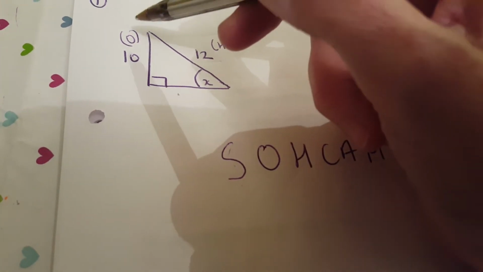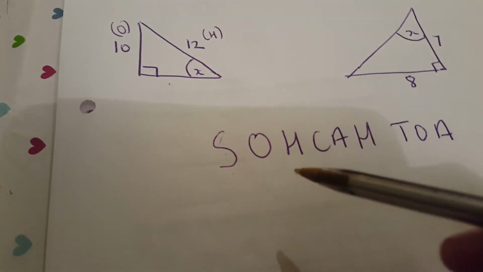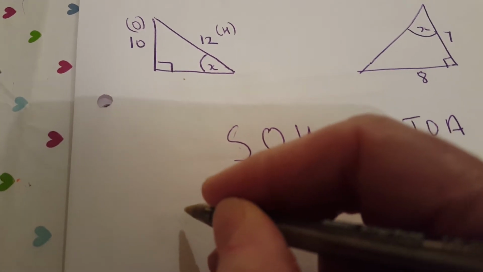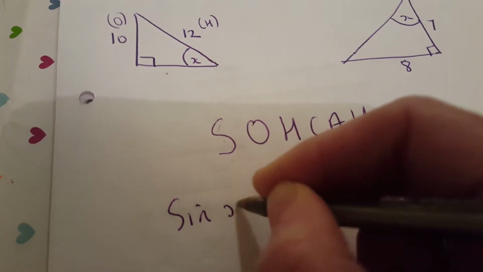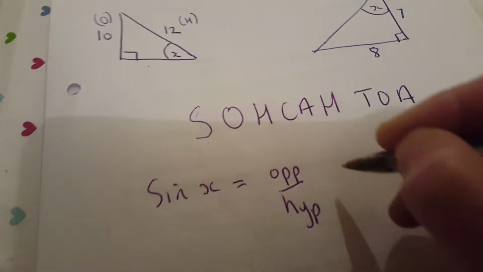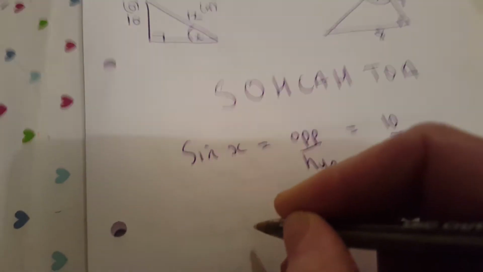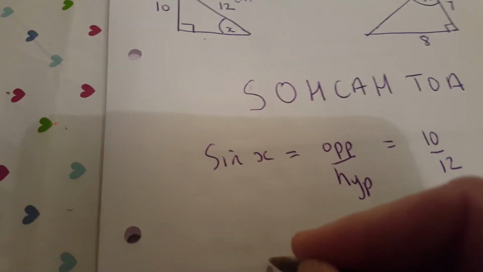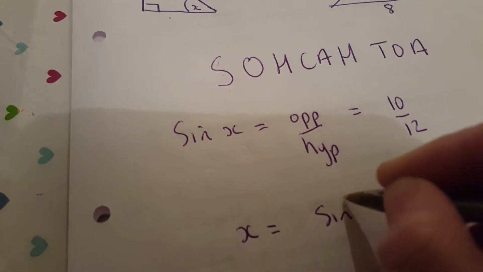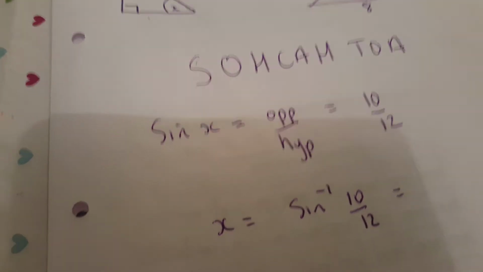So once we've found out that we're going to be using the opposite and the hypotenuse, we then look at the word SOHCAHTOA and realise that we will be using sine. So therefore sine x will equal the opposite over the hypotenuse, which equals 10 over 12. In order to work out the unknown angle, we therefore write down the angle is equal to the inverse of sine 10 over 12, which we do on our calculator.